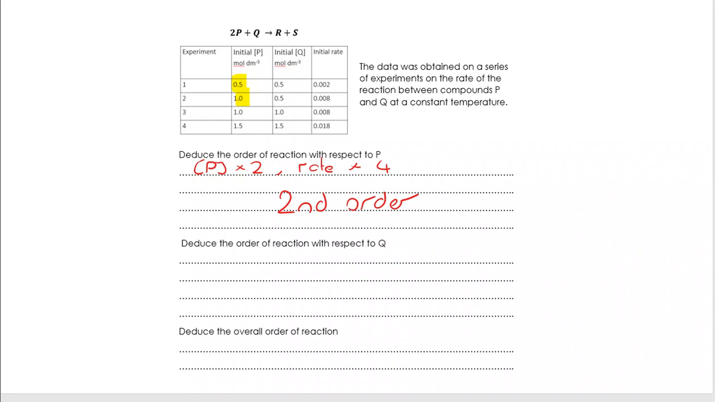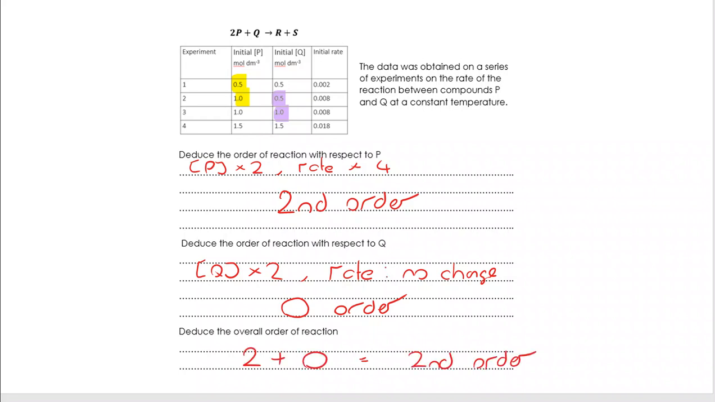But with respect to Q, I'm going to compare experiments 2 and 3. I'm doubling it with no change to P, and there's no change to the initial rate, which means that it's zero order. The overall order, you simply add together the orders of all reagents, and that tells us overall it is second order.